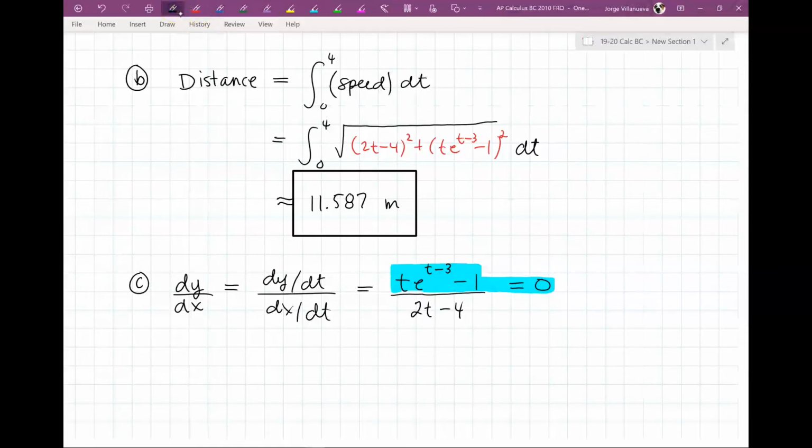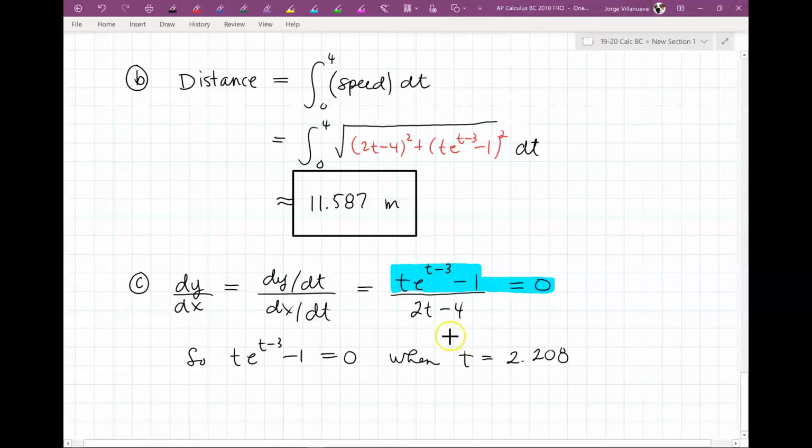So we know t e^(t-3) minus 1 equals 0 when t is equal to 2.208. Okay, that's when that happens, at 2.208. So I guess that's one of the answers that they want, but then they ask us a second part to this question. They say, is it moving left or right?